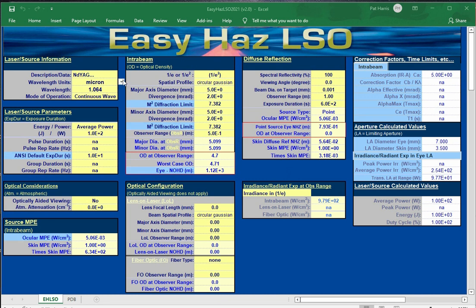So I'm going to switch this to nanometers. Yeah, just something I want to do. Mode of operation, continuous wave. Its average power is 100 watts. The ANSI default for an unintentional or accidental exposure is 10 seconds.